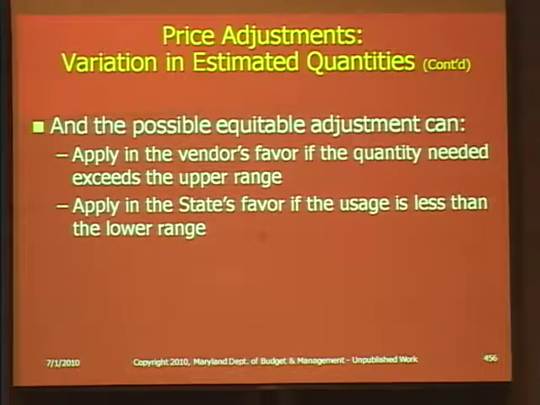And the possible equitable adjustment can apply in the vendor's favor if the quantity needed exceeds the upper range, and apply in the state's favor if the usage is less than the lower range. I had already said that.